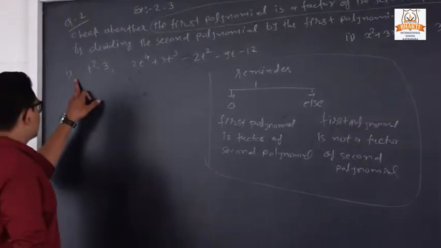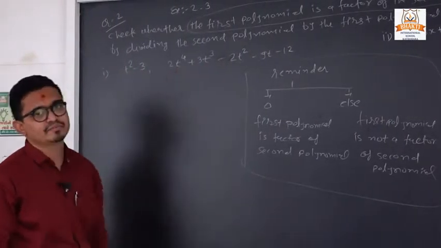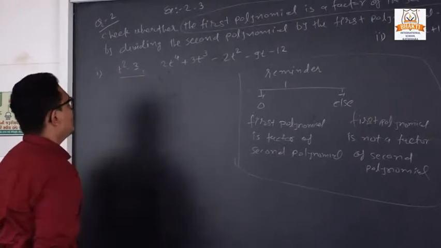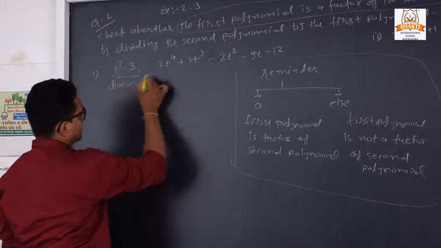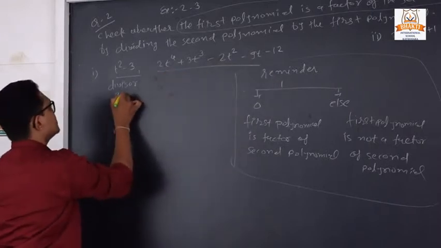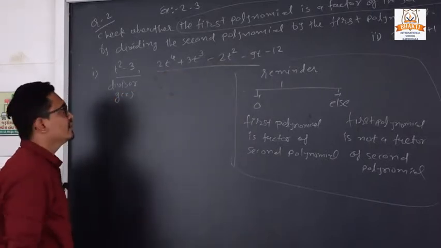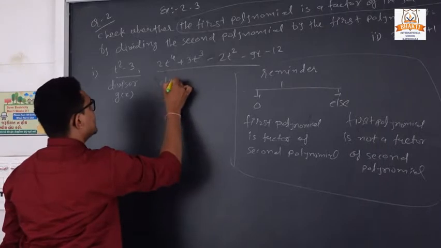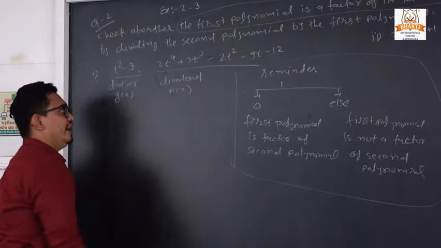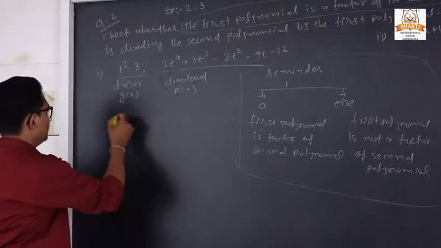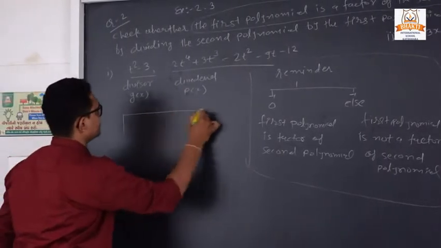So now we are going to start our question number 1. This is called the divisor. Sometimes it is also called g of x, and this is our dividend. Sometimes it is also called p of x. Now we can start our division.